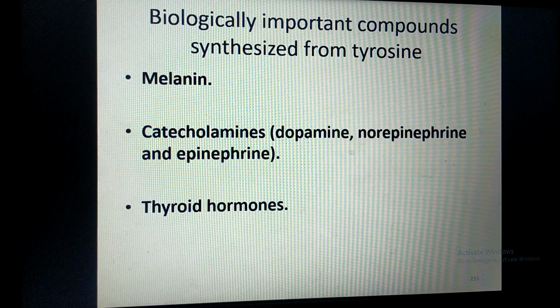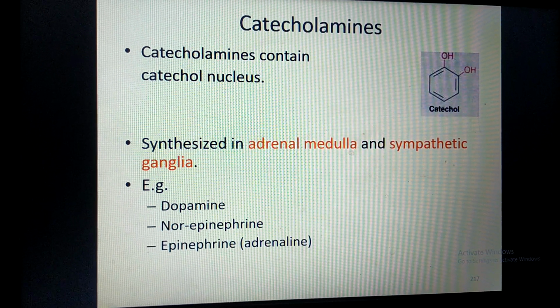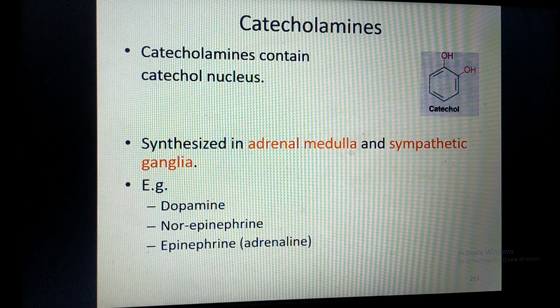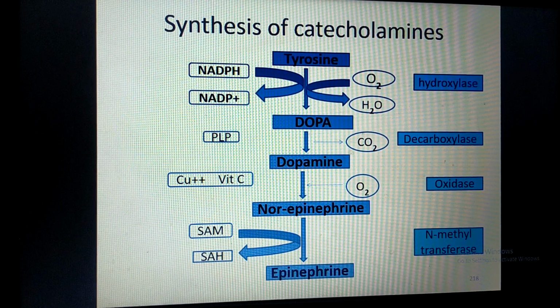The next important product obtained from tyrosine is catecholamines. Catecholamines are compounds which contain a catechol nucleus. These catecholamines are synthesized either by the adrenal medulla or sympathetic ganglia. Three types of catecholamines are important for our body: dopamine, norepinephrine, and epinephrine. Epinephrine is also called adrenaline. This is the pathway by which catecholamine is synthesized from tyrosine.